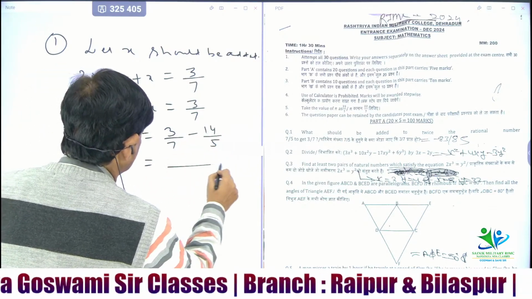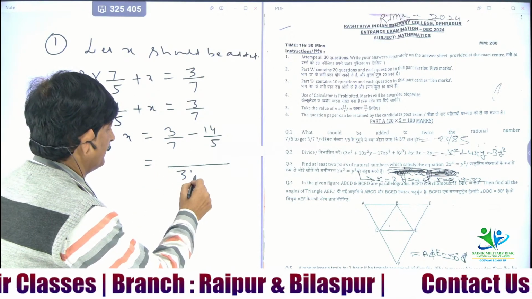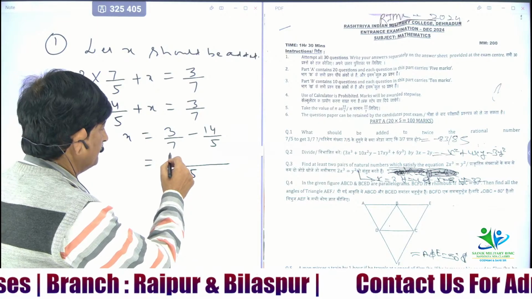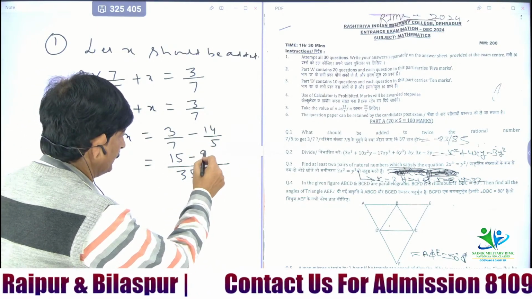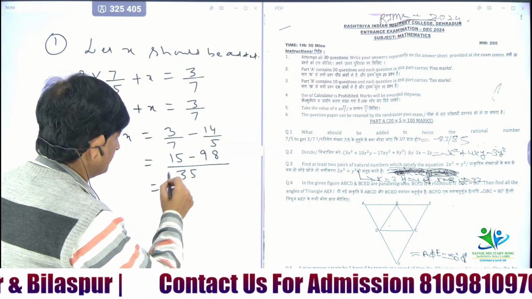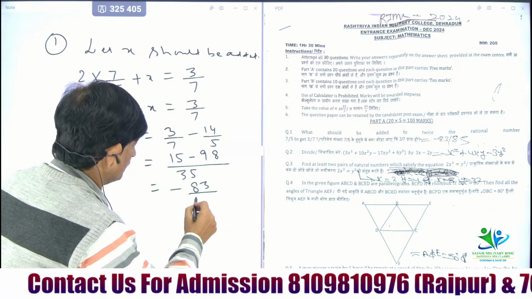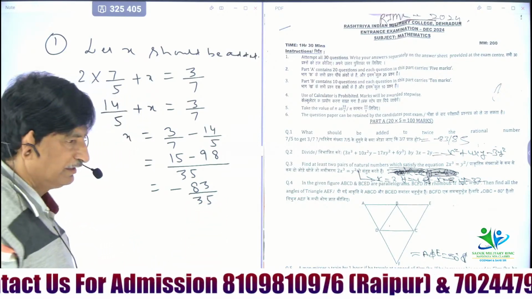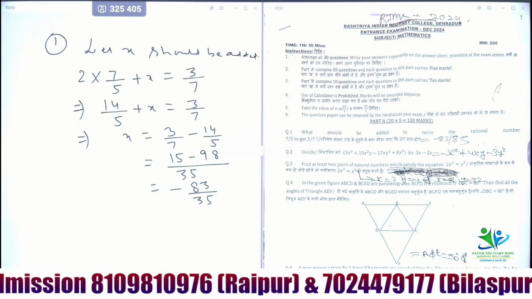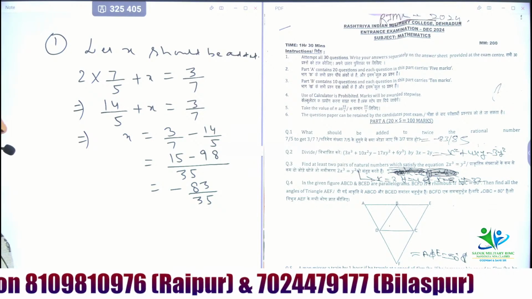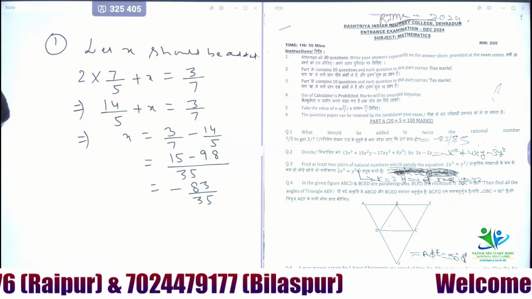Now you have to take the LCM of 7 and 5, that is 35. 7 5s are 35 and 5 3s are 15, 5 7s are 35 and 14 7s are 98, and by subtracting you get the negative answer, that is minus 83 upon 35. That means minus 83 by 35 should be added to get the result 3 by 7. So this question was very easy. Now see the question number 2.